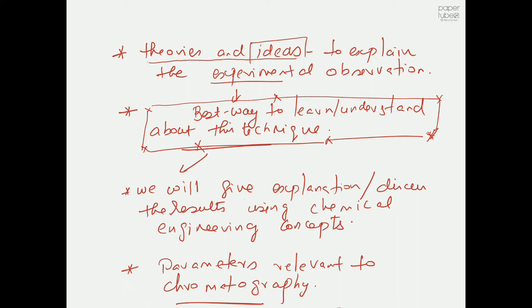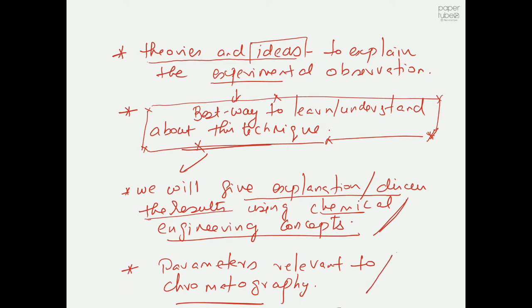And then we will give some explanation, and we will try to discuss the expected results using some chemical engineering concepts. Whenever I say chemical engineering concepts, we already learned a bit in adsorption. I talked a bit about mass transfer, diffusion, and so on. We will use those terminologies to explain the results that we get from a chromatography experiment.